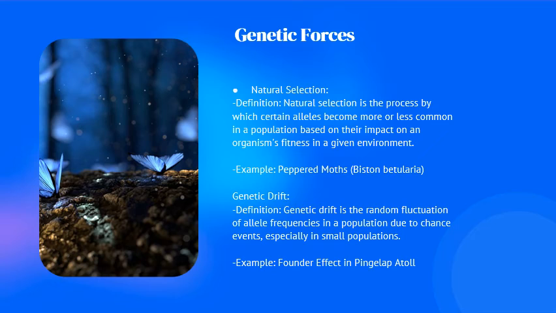So let's move on to genetic drift. We've already spoken about what genetic drift is, so let me give you an example. Let's talk about the founder effect in Pingelap Atoll. In Pingelap Atoll, a small island in the Pacific, a typhoon reduced the population to only a few survivors. These survivors carried a unique allele for color blindness. So in this small, isolated population, genetic drift resulted in a high frequency of color blindness.